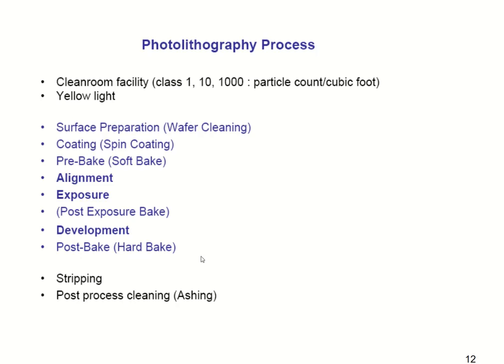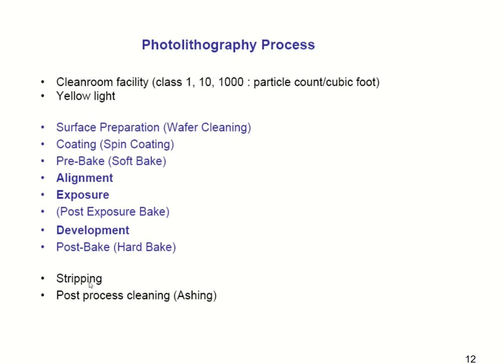This is called hard bake. So basically, you use a little higher temperature than the soft bake. You remove any rest of the solvent to make a stable structure. That's the last step of the lithography. Well, if you need to repeat the same procedure with the same wafer, then you should strip the patterned photoresist. So that's called stripping.